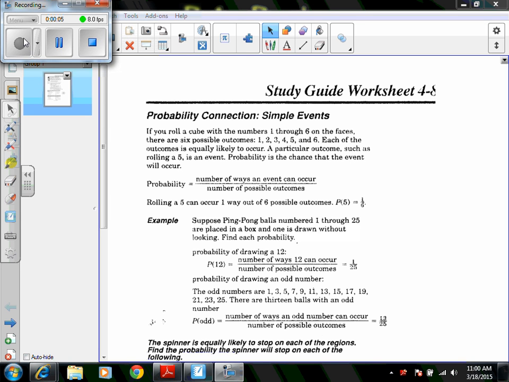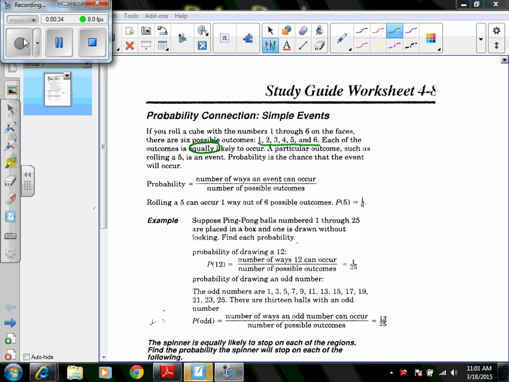Today we're going to talk about probability using Study Guide Worksheet 4.8. So let's look at the example of rolling a dice. If you roll a cube with the numbers 1 through 6 on the faces, because you know a cube has 6 different sides, there are 6 possible outcomes. You can have a 1, a 2, a 3, a 4, a 5, and a 6. Each of the outcomes is equally likely to occur.